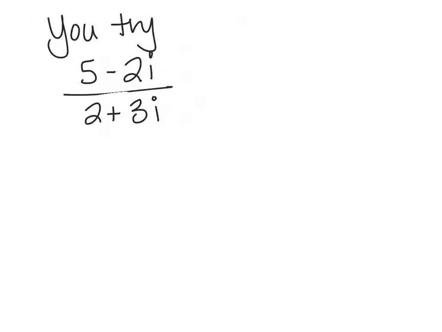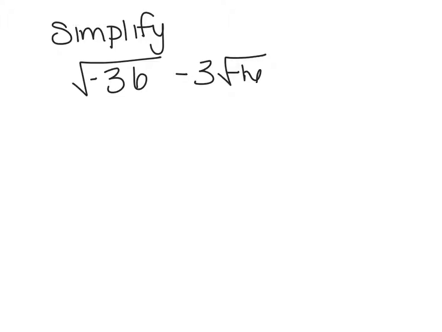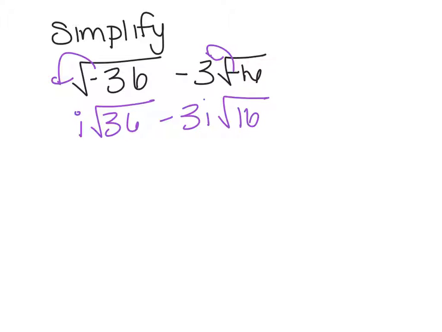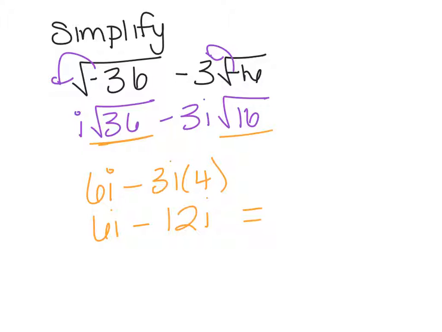You try. Simplify. The first thing I have to do is take the i's out. So I have i root 36 minus 3i root 16. Next, the square root of 36 is 6 times that i. Minus 3i, square root of 16 is 4. So I have 6i minus 12i, which equals negative 6i.